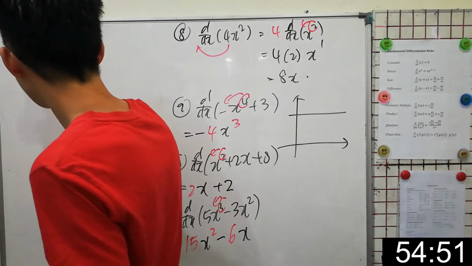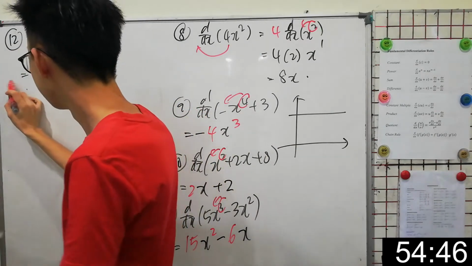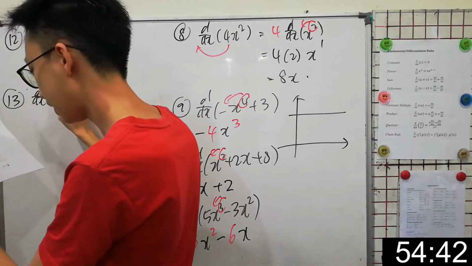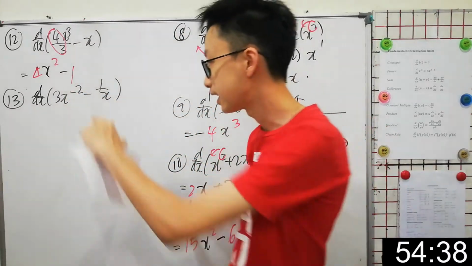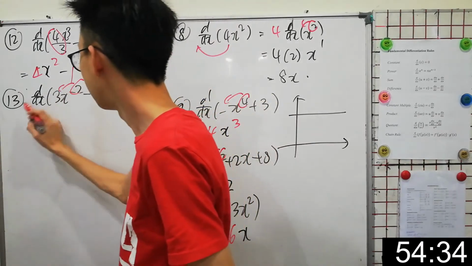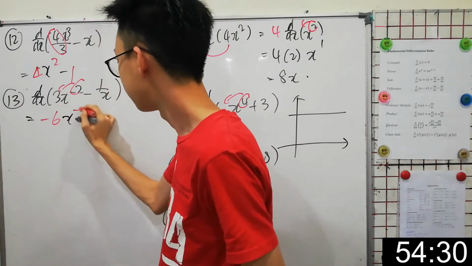So it's 4x, power minus 1 is squared, minus this is 1. Okay. Number 13. d/dx of 3x^(-2) minus 1 over x. Okay, negative power means it is actually 1 over, right? But in this case, we can just directly bring down the power. So 3 times negative 2 is negative 6x, then power minus 1 is negative 3.